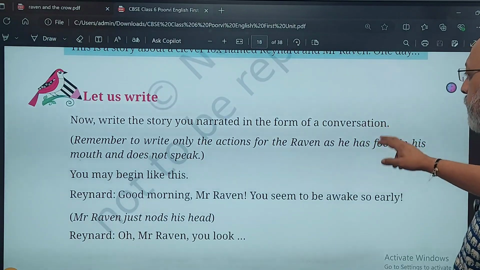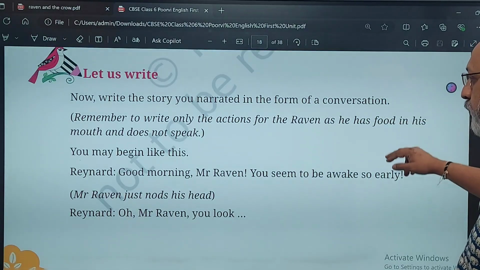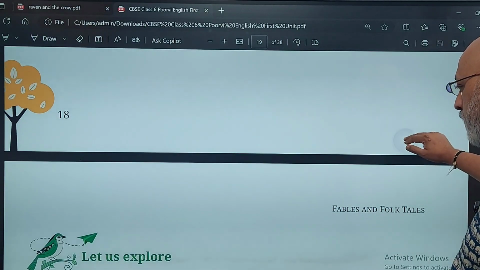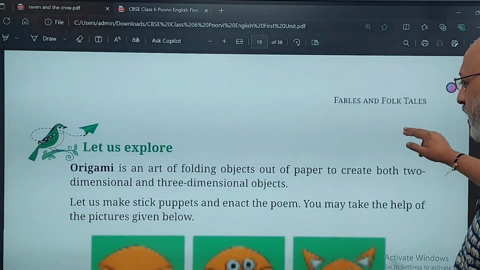Okay, and write the story you narrated in the form of conversation. Now, this is pretty easy. Okay, I think we have gone to the, this is origami, etc.